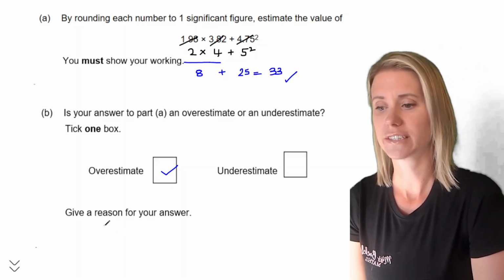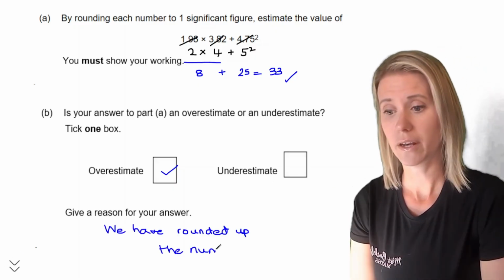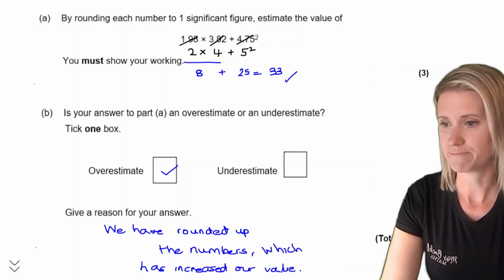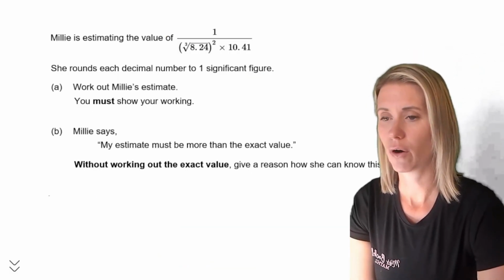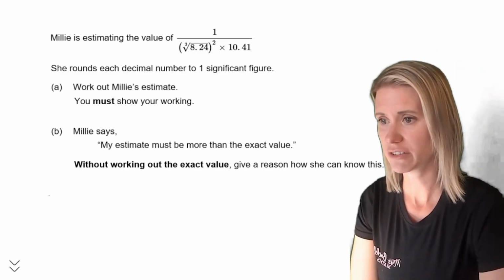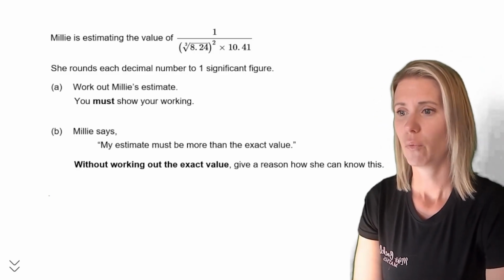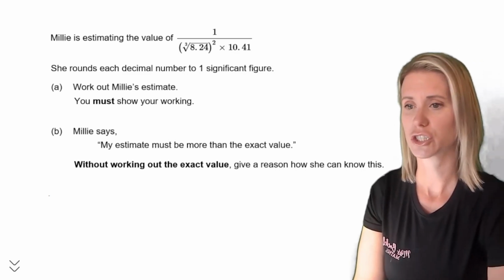Give a reason for your answer. We have rounded up the numbers, which has increased our value. Next one. Millie is estimating the value of 1 over etc. She rounds each decimal number to one significant figure. Work out Millie's estimate. You must show your working.